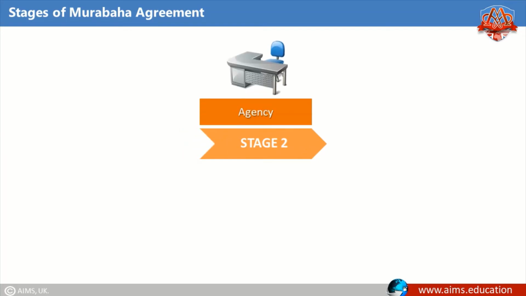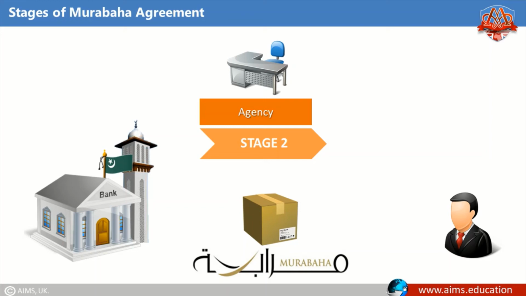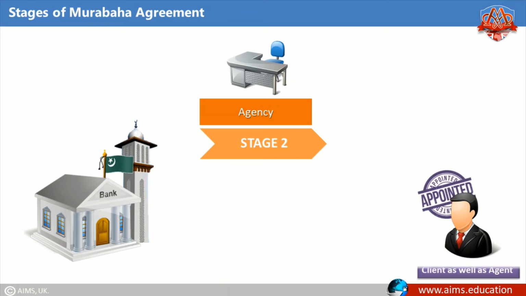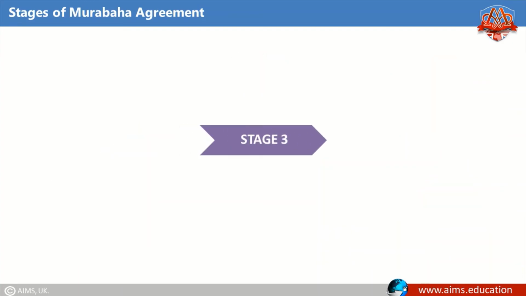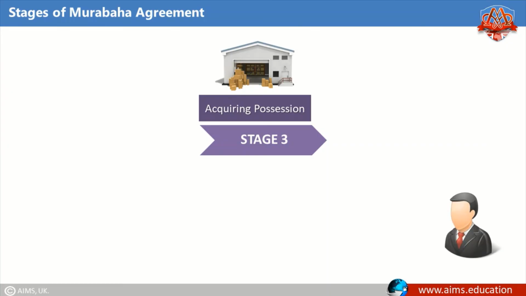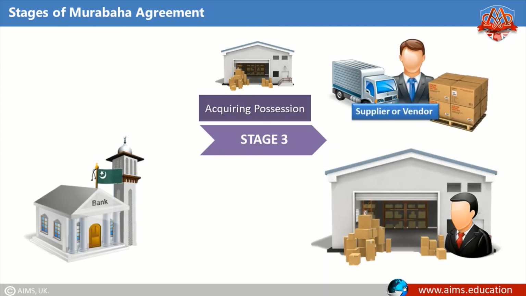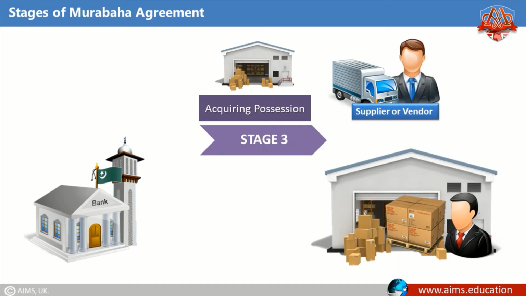Stage 2. Agency. The client is appointed as an agent to purchase goods on the bank's behalf. Then, the bank deposits money into the client's account for the purchase of the goods. Stage 3. Acquiring possession. The client purchases goods on the bank's behalf and takes their possession.